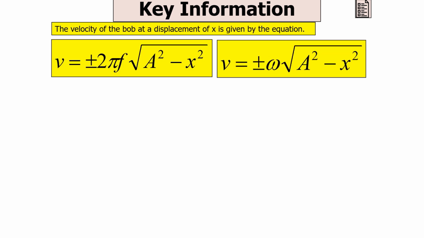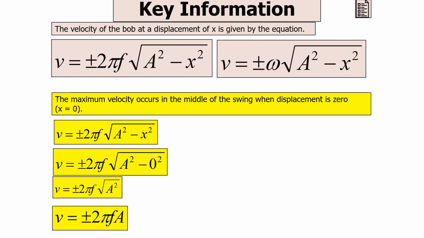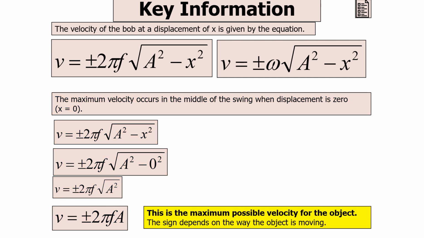Now the velocity of the bob at displacement x is given by the equation v is equal to plus or minus 2 pi f, or omega, times the square root of amplitude squared minus displacement squared. The plus or minus sign represents the oscillating motion of the pendulum. The maximum velocity occurs in the middle of the swing, when the displacement is 0, so x will equal 0. As you can see here, we can work it through to get v is equal to plus or minus 2 pi f times a. This is the maximum possible velocity for the object, and again the sign, the plus or the minus, depends on the way in which the object is moving in the cycle.